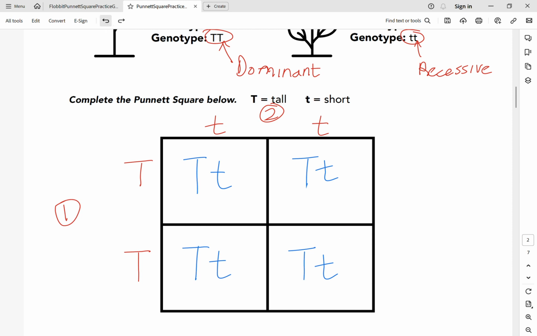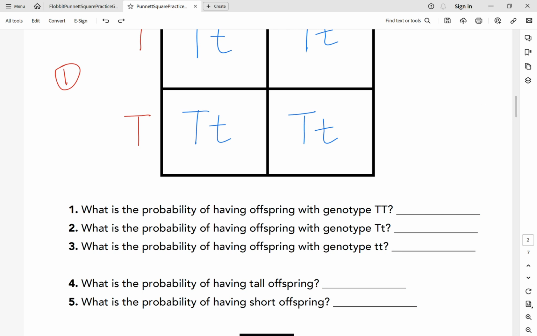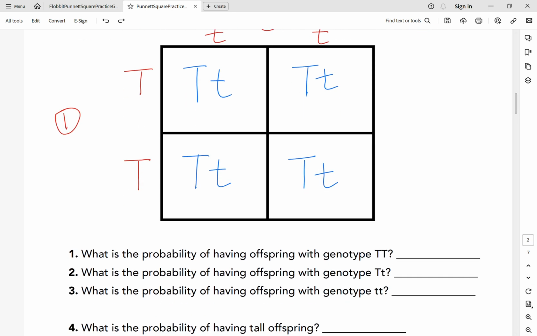So you'll notice that all four boxes are the same. That's just how it goes sometimes. Sometimes you get four of the same boxes. So what does that tell us? Let's scroll down a bit. What is the probability of having offspring with a genotype capital T, capital T? Well, you don't have any capital T's here, so it's going to be 0%.